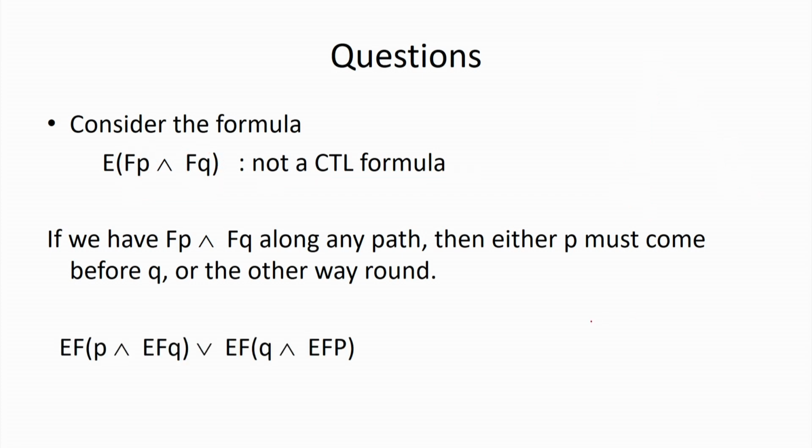So, these things can be written like that. There exists a path in future P and EFQ, P and EFQ, or there exists a path in future Q and EFP. So, if this happens, then I can say that there exists a path in which FP and FQ. So, though this is not a CTL formula, this formula is equivalent to this particular formula, and if you look into the notation, you will find that this is a CTL formula.